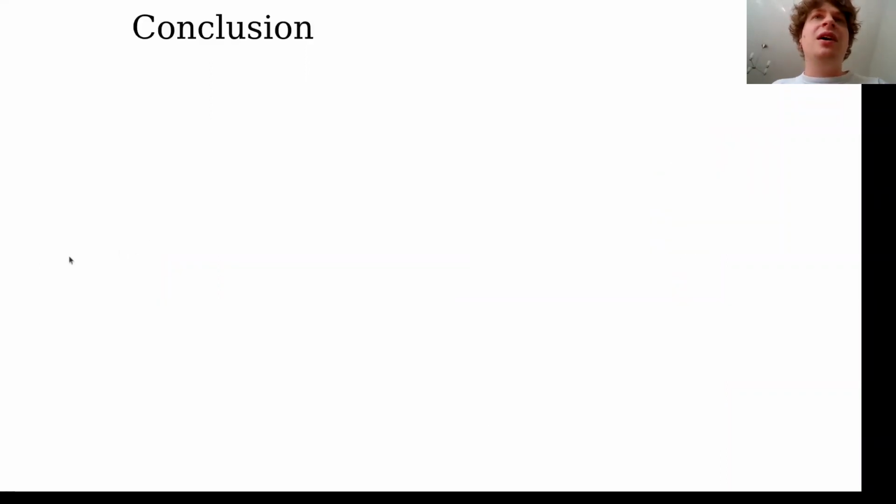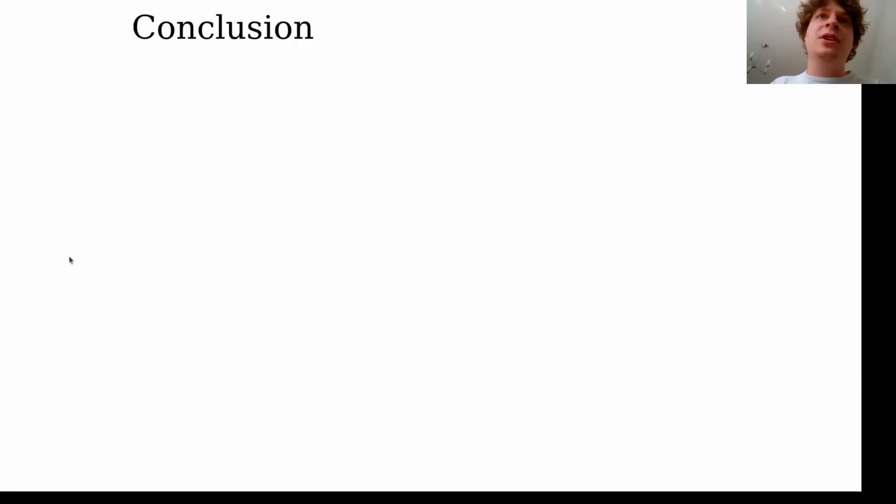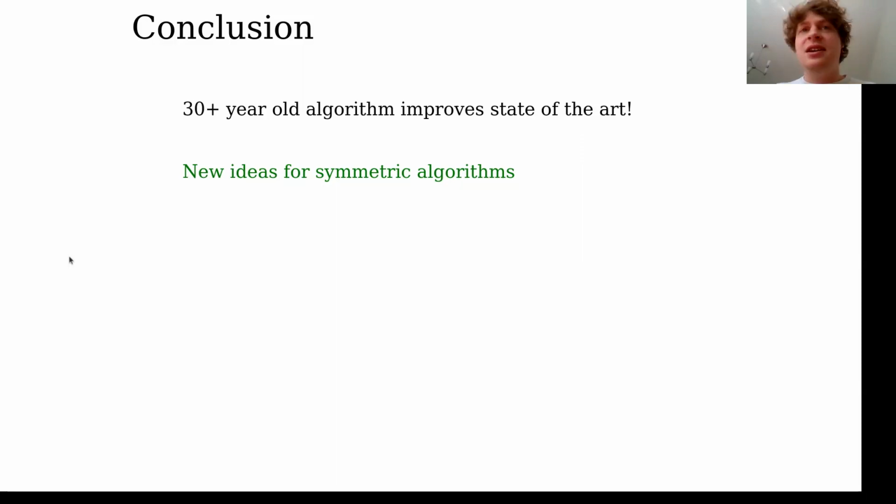Okay, so I'm done here. All the details you can, of course, check in the paper. I hope that this conveyed some intuition. The take-home message is that this very old algorithm actually improves the state of the art. That's quite surprising. And really, looking at it, we can get some very nice ideas for symmetric algorithms, and that's the real novelty in this work.